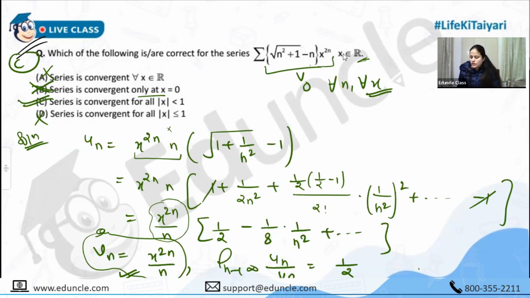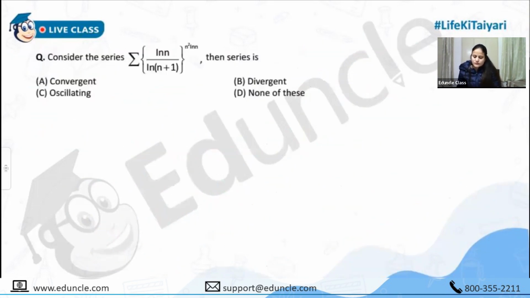Okay then. Next question is this. Consider this series. The series is convergent, divergent and all. Okay, so something in the exponent we are having here. Correct now?